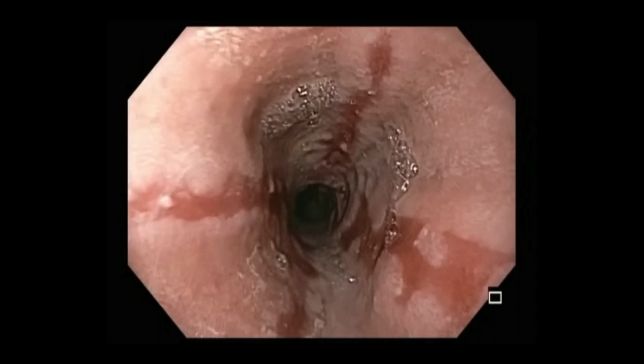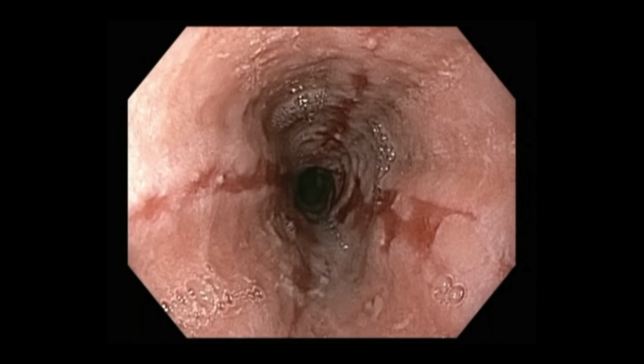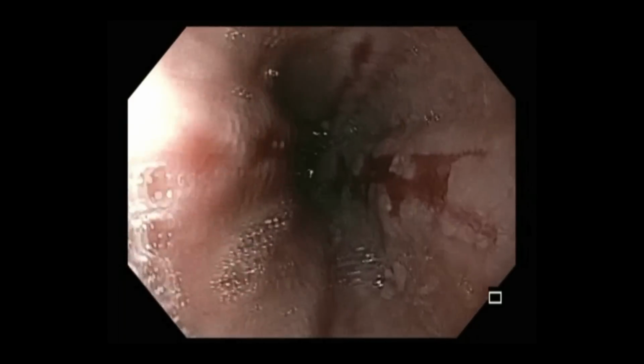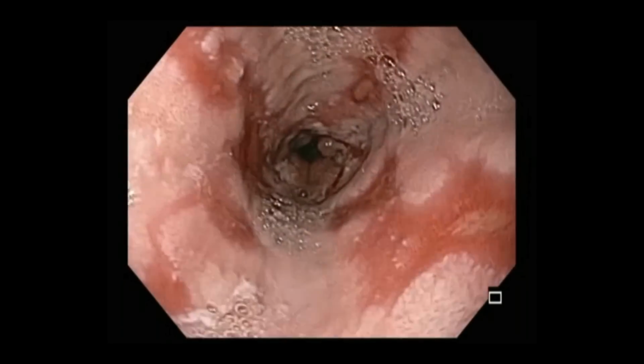So here I have a short video that I've edited, of a recent upper endoscopy procedure that I did for a patient. If I showed you the entire upper endoscopy, it would take 15 minutes of the time that I have for my class today. So I've edited it so you can just see the salient features. So here we see erosive esophagitis, and I examine the distal esophagus and take many pictures.